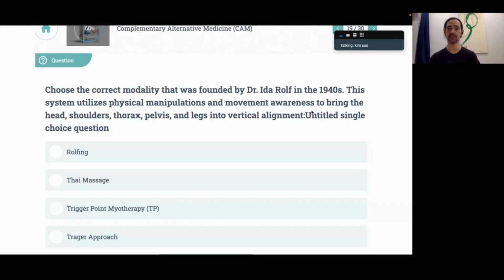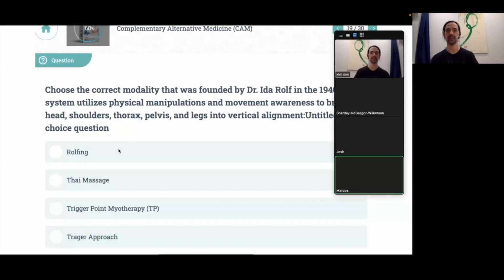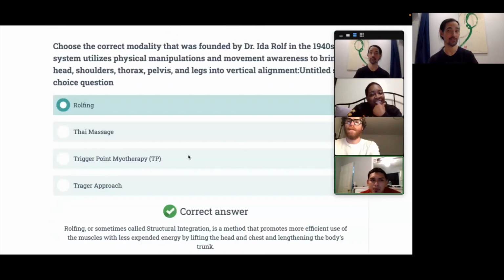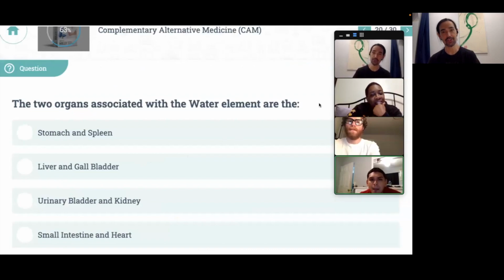Yes, this is an untitled single choice question. Ida Rolf, who do you think that was, Charday? Who do you think? Rolfing, yes. Who was it? Rolfing, that's a good question. Good work.